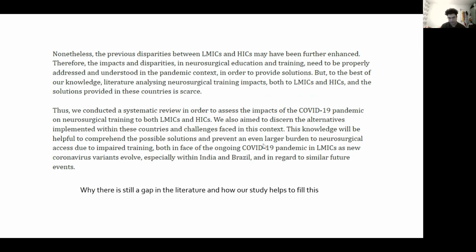And then the last paragraph say, well, in order to address this gap, we're going to do a systematic review. And we're going to do it in order to assess impact, to assess alternatives to training, and we're doing it particularly to identify solutions and to prevent things getting worse when COVID is not over yet. So we've kind of nailed down exactly how this study is going to add value and in what context it aims to achieve that. That's genuinely it.